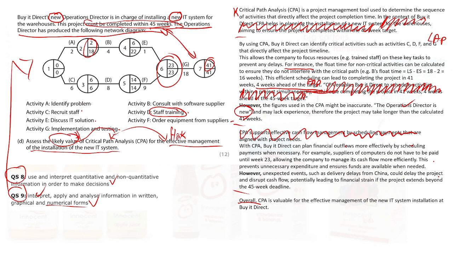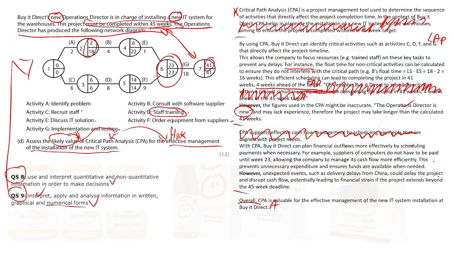Overall, CPA is valuable for the effective management of the new IT system installation at Buy It Direct. And we'll put a nice cheeky A next to that, which is what we would do in class. We've answered the question. We then need the J for justification. And I think this is where we could consider the alternative.